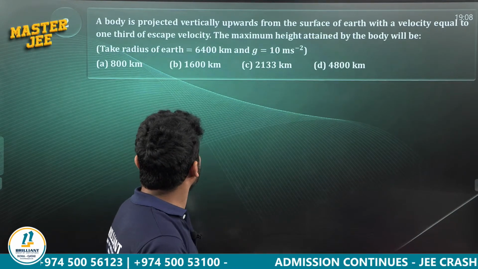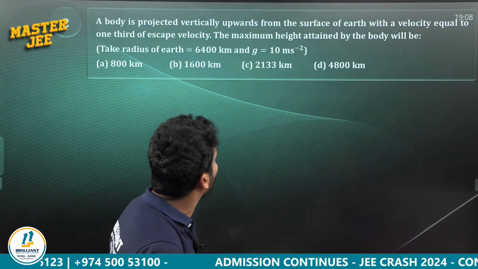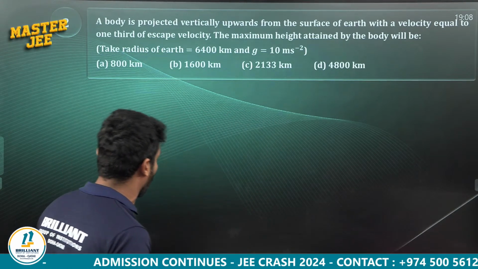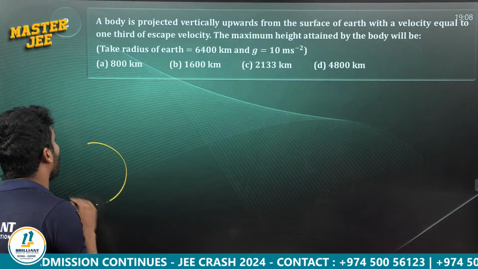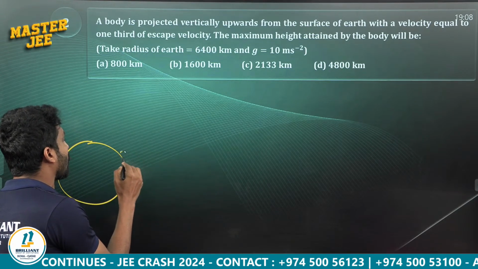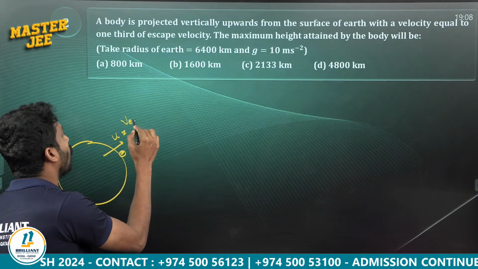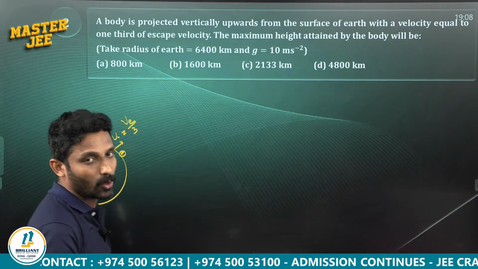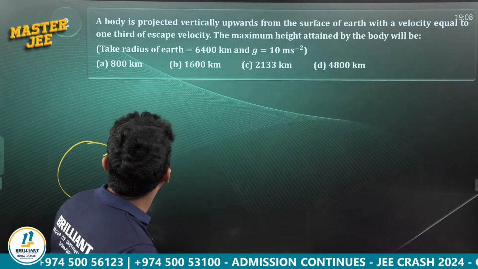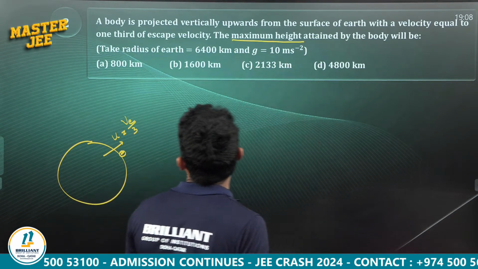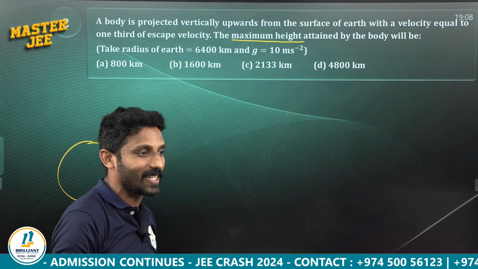A body is projected vertically upwards from the surface of Earth with a velocity equal to 1/3 of escape velocity, Ve by 3. The maximum height attained by the body will be equal to what? What is the maximum height attained?